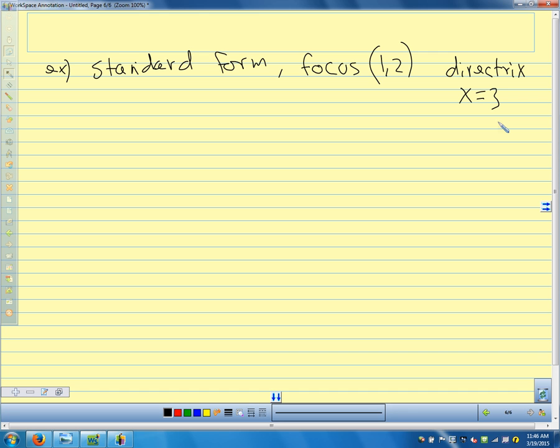All right, so we want the standard form of the equation of this parabola that has a focus at the point (1, 2) and the directrix at x equals 3. What I suggest with this kind of problem is make a little sketch to help you out. Here's my axis. It doesn't have to be a nice, beautiful sketch. Here is the point (1, 2).